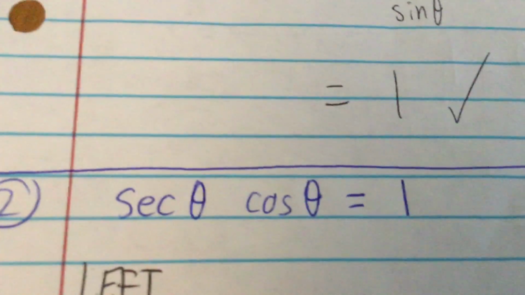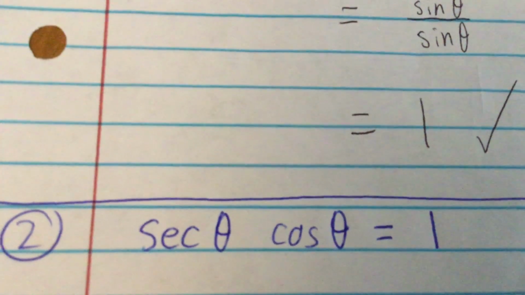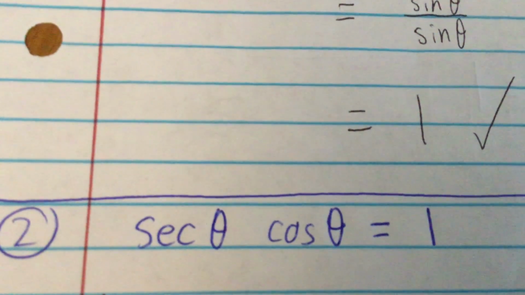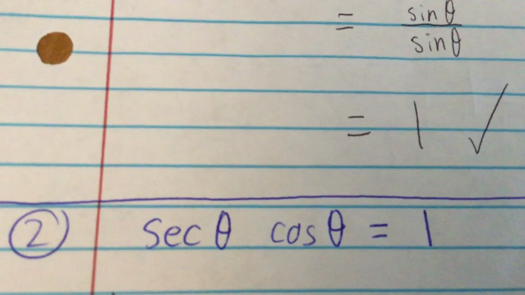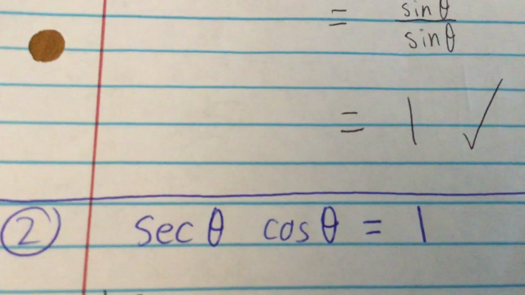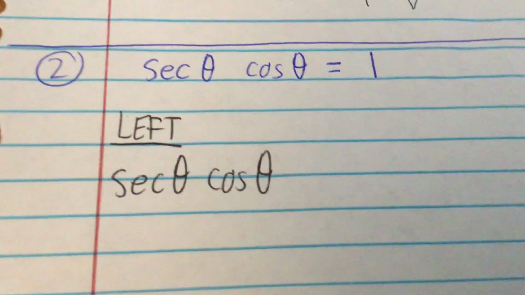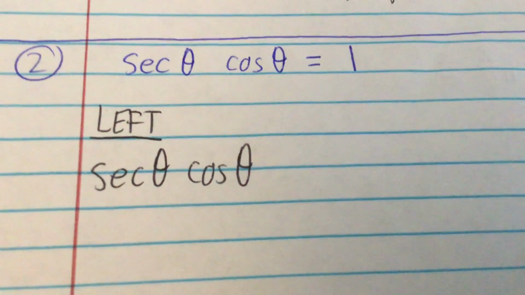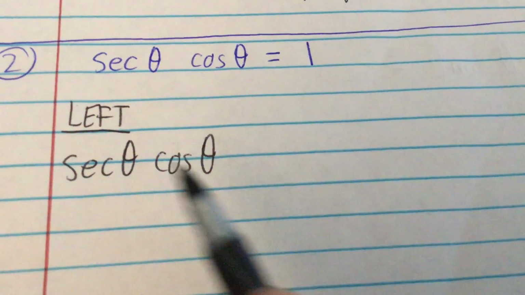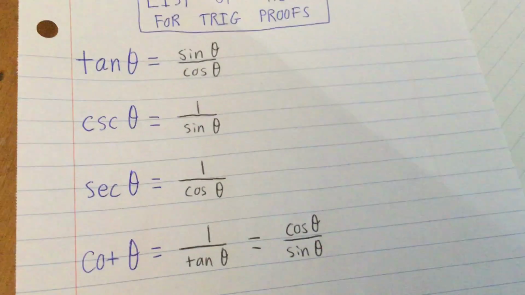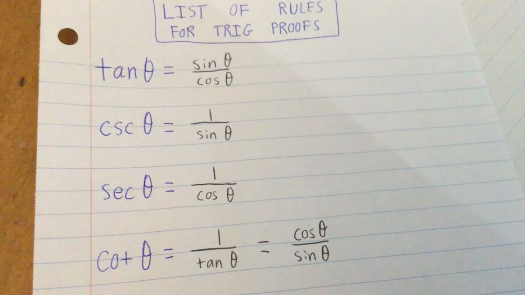Prove that secant of theta times cosine of theta is equal to 1. I'm going to let you pause the video and see what you can use. Okay, so we start out with the left side. The left side is secant of theta times cosine of theta. Is there anything here that I can use in my list of rules that's going to help me make the right side equal 1?